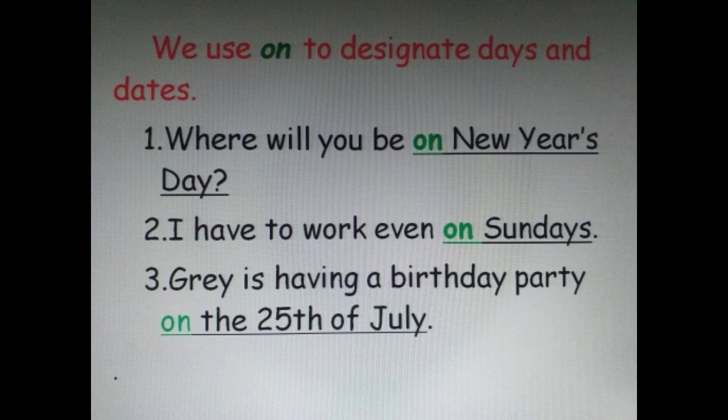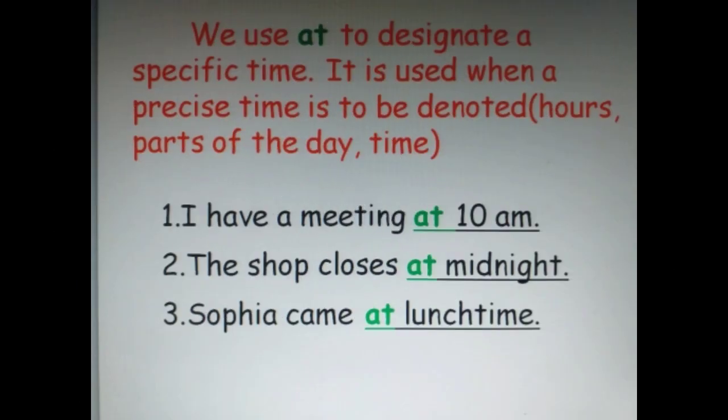Next, I have to work even on Sundays. So, on as a preposition is used plus a day, another designated day, which is on Sundays. Next sentence. Gray is having a birthday party on the 25th of July. So, on as a preposition together with the 25th of July is used on a designated date.